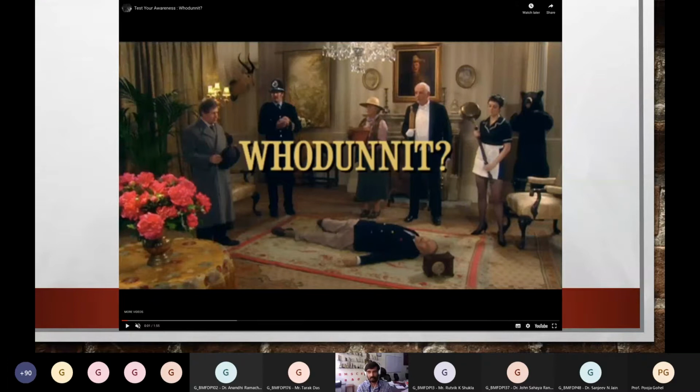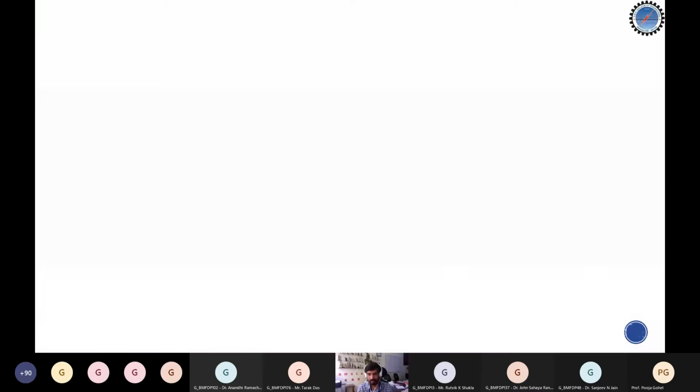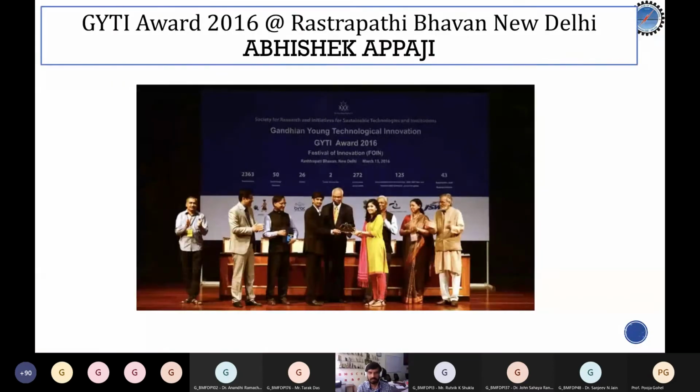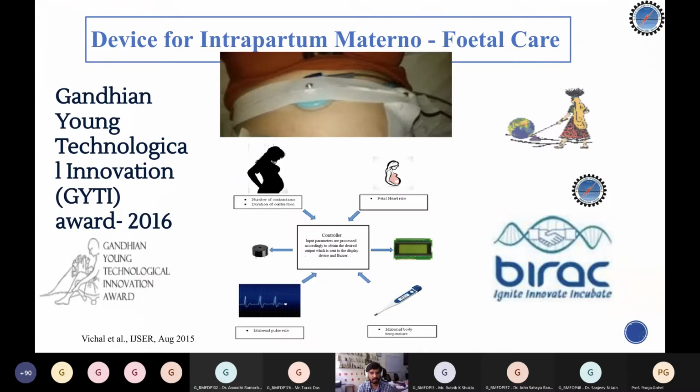So let me start off with some of the projects which I've done, which are related to image processing or biomedical engineering in particular. And then I'll switch gears back to cognitive neuroscience, where I've done some projects and published some papers. So this is one of the awards which one of my students and I received at the Gandhian Young Technological Innovation Award. So what was this project?